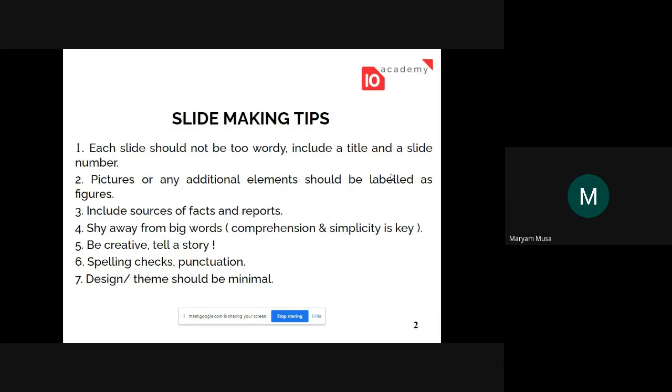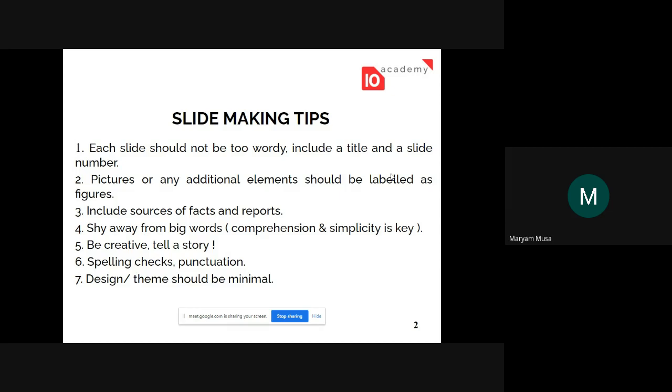Secondly, pictures or any additional element should be labeled as figures. Inasmuch as we're expecting you to be creative, if you include pictures of anything that would buttress or elaborate your point, please label it as a figure. Say for slide 1, you put a picture, you can label it figure 1, then subsequently figure 2, figure 3, and so on. The third point here is to include sources of facts and reports. You might have to include some statistical facts or reports. We would appreciate it if you reference these facts because we're going to fact-check them while we're grading.